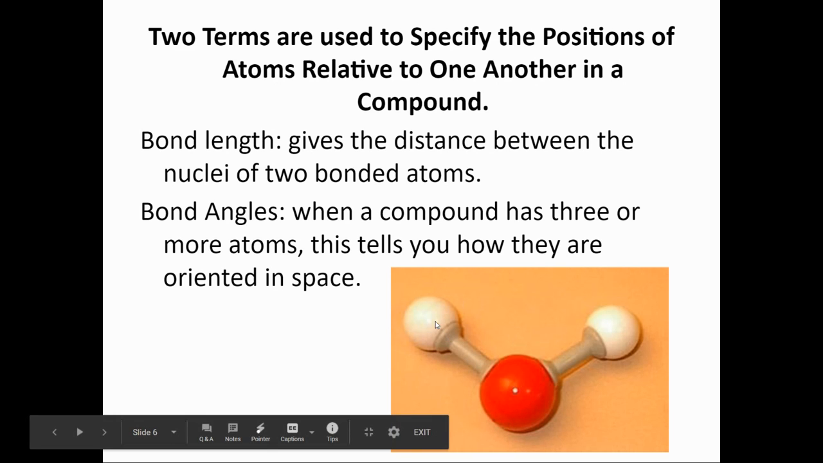So the bond length is going to be the space. This would be a ball and stick model of water. The distance from the nucleus of the hydrogen atom to the nucleus of the oxygen atom is going to be the bond length, and the angle at which they are bonded is going to be the bond angle.